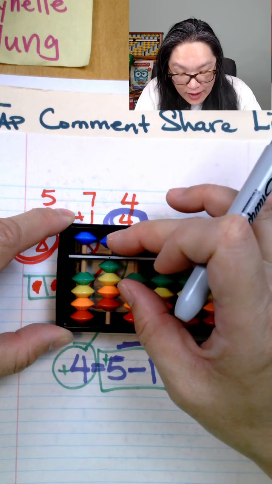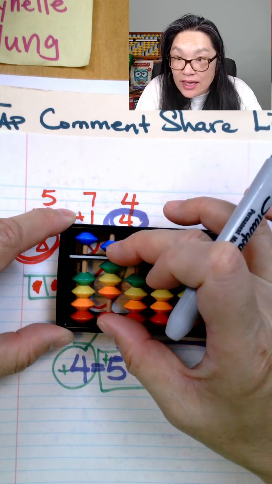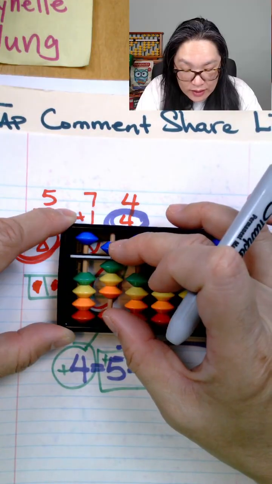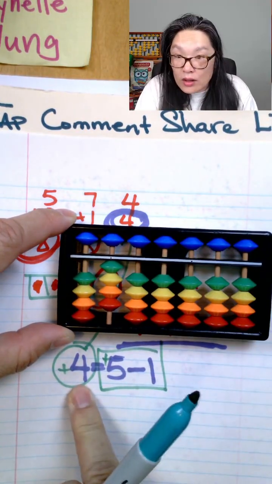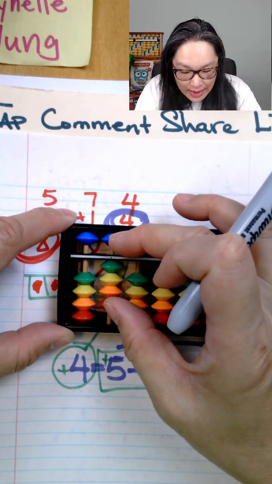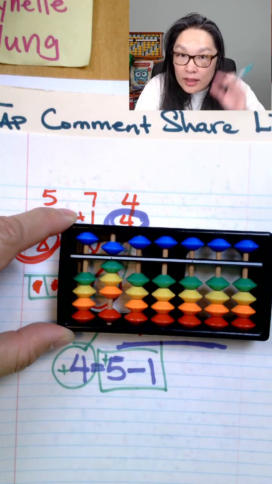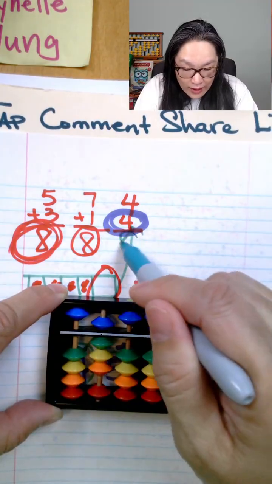I'm going to add the 5 and I'm going to take away the 1. Notice that? I'm going to add the 5, take away the 1, because it's the same thing as adding a 4, but that's all we're doing. We're adding the 5 and taking away the 1. Now we're done. Now our answer is 8.